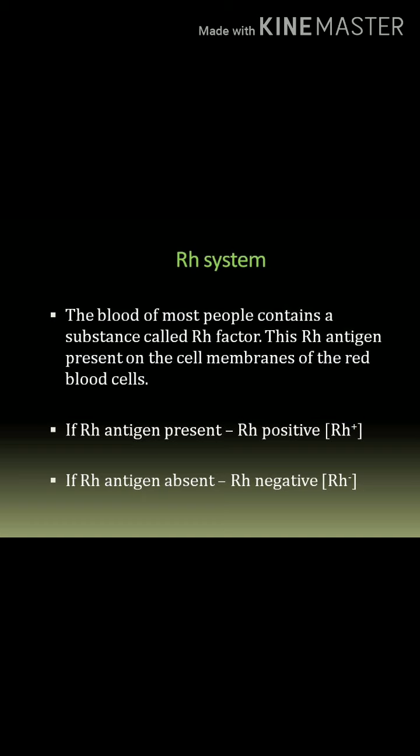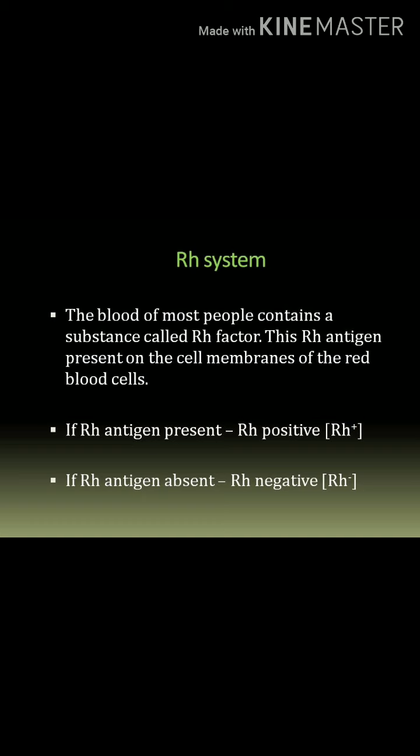Now, if a second transfusion is given to such an RH negative person, the antibody produced by the first transfusion causes a reaction with the transfused blood, which may even lead to death. This is similar to the development of an allergy. Here, a person who is having the RH factor is called RH positive. Those who are not having the RH factor, we call RH negative.